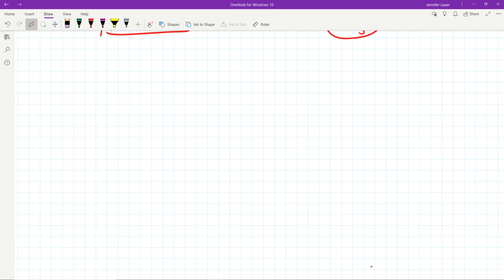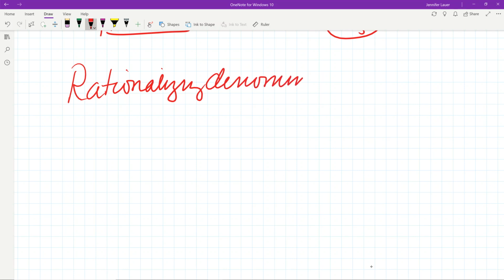Back to quick concepts, and we are going to be working with rationalizing denominators today. I'll write that down, rationalizing denominators. So this is something you learned in Algebra 2, so it's just kind of a review. I just want to make sure you're comfortable with it. So we have two types of problems here.